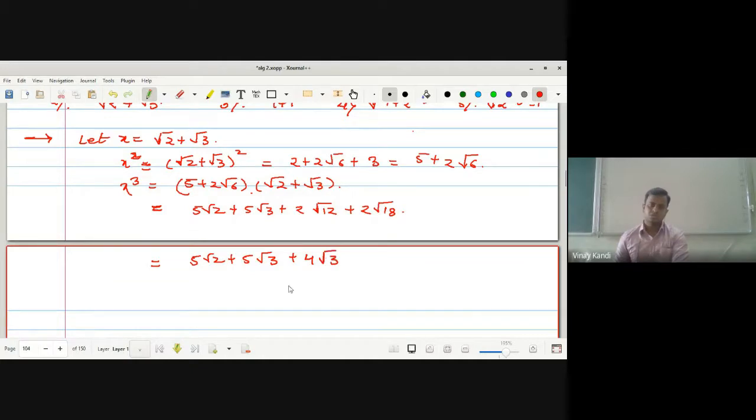Is it correct? 4 into 3, take 4 outside the square root. So 2, 2 into 2 is 4. Okay. 9 into 2 is 3 by 6 into 2, which is equal to 5 plus 6, 11 root 2. 5 plus 4, 9 root 3. Okay, so this is the x cube.